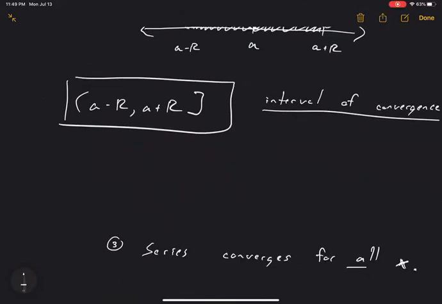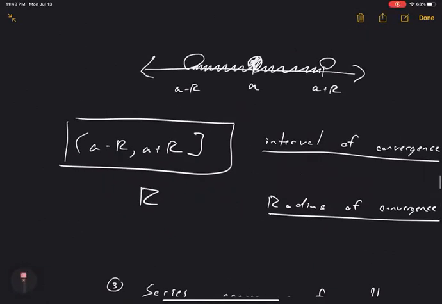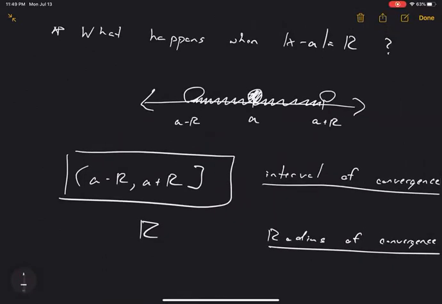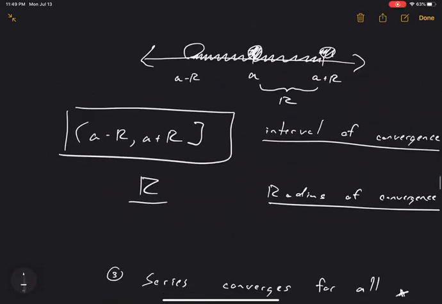Okay, simple enough. And then there's also this term, radius of convergence. What is radius of convergence? That's just this value R. Think of it as, I have this interval here, and it doesn't matter what's going on at the endpoints. This distance is always the same, right? From the center out, that's always that distance R. So we call that R the radius of convergence.